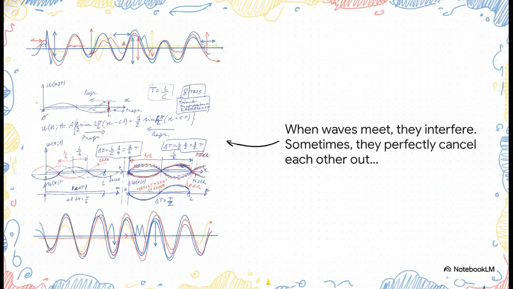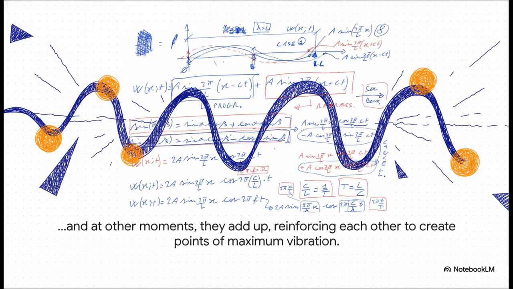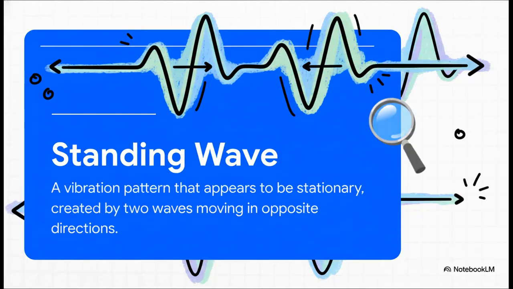At some moments, the high point of one wave meets the low point of the other, and poof, they perfectly cancel each other out. For a split second, the cable goes completely flat. But then, at other moments, the high point of the first wave lines up perfectly with the high point of the second one. When that happens, they add together. They reinforce each other and create these spots of huge vibration, way bigger than either wave was by itself. This constant cycle of canceling and reinforcing creates this incredible illusion, a wave pattern that doesn't even look like it's traveling. It just looks like it's vibrating in place, with some spots that don't move at all and other spots that move like crazy. This is what we call a standing wave.